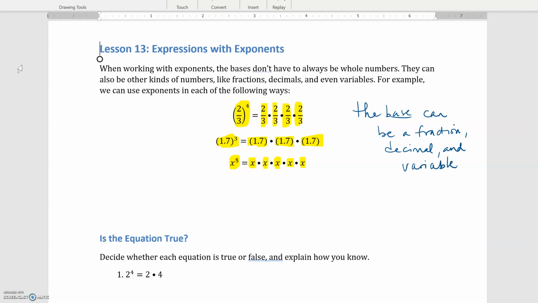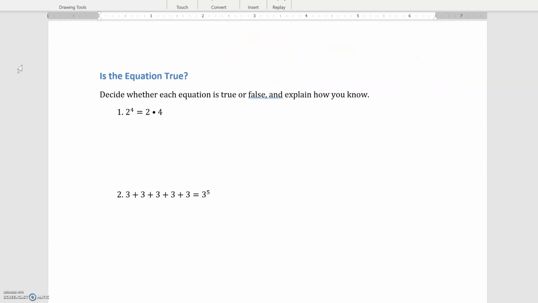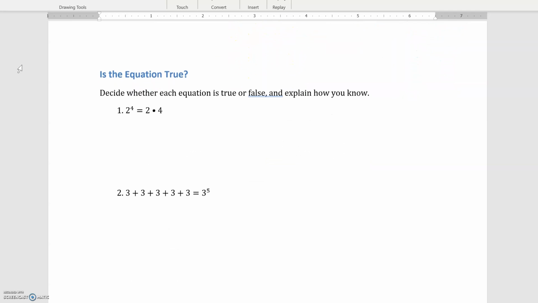So we're just going to continue practicing this idea of exponents with looking at some statements and asking ourselves, is the equation true or false? I'm going to model for you number 1, number 2, you'll do number 3 and number 4, and then we're going to continue on with the lesson from there. So essentially now we have two expressions and we're going to ask ourselves, is it true or is it false? For example, is it true that 2 to the 4th power is equal to 2 times 4?